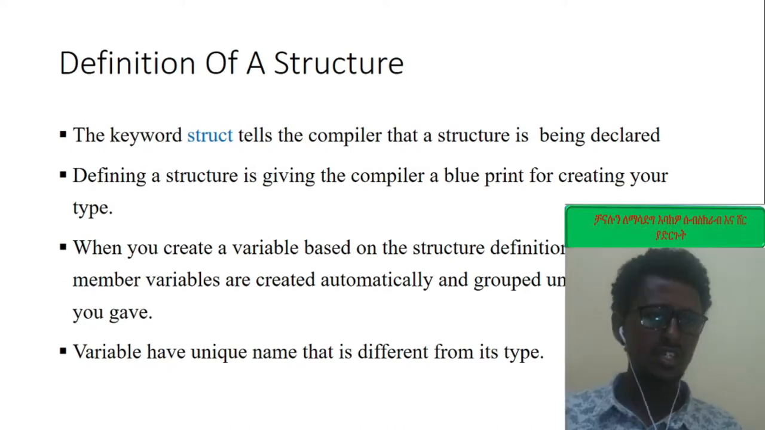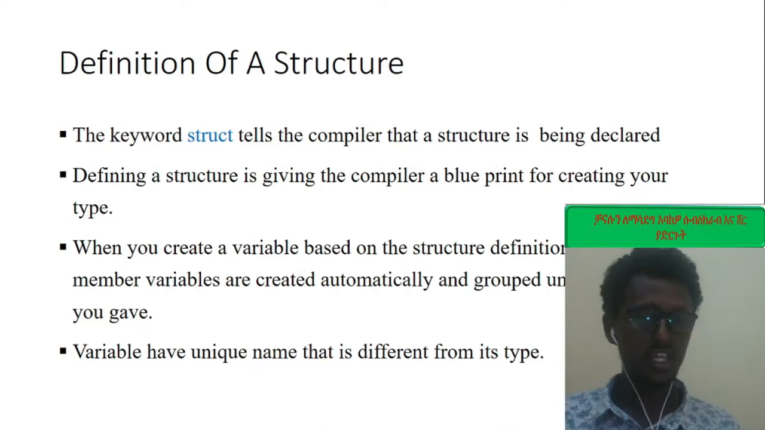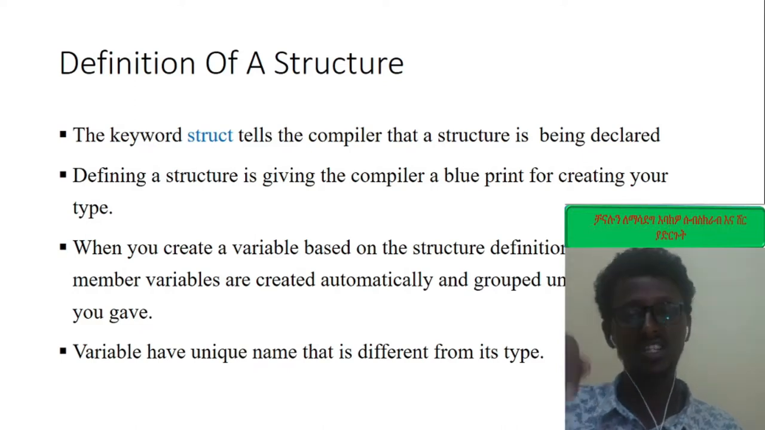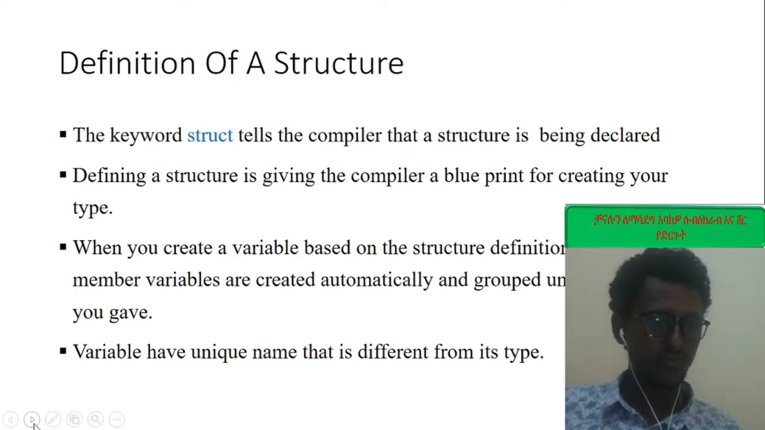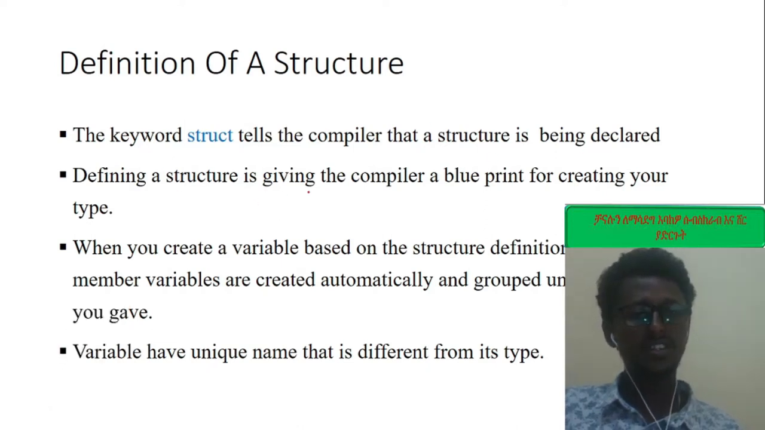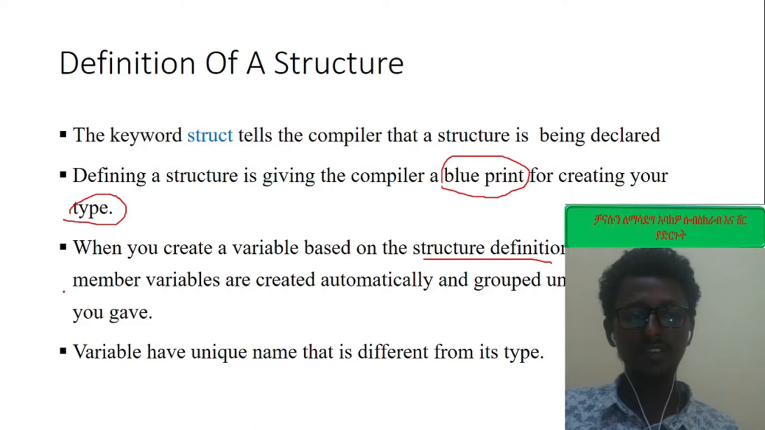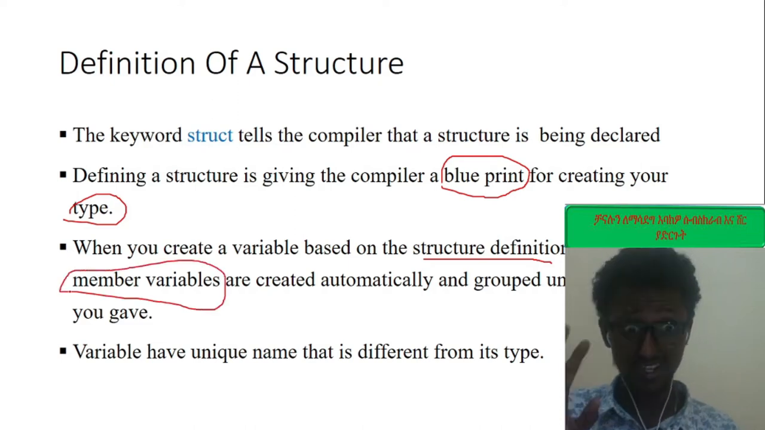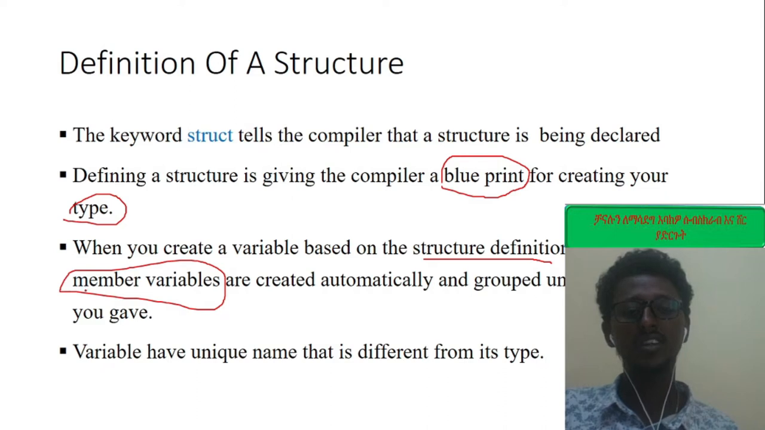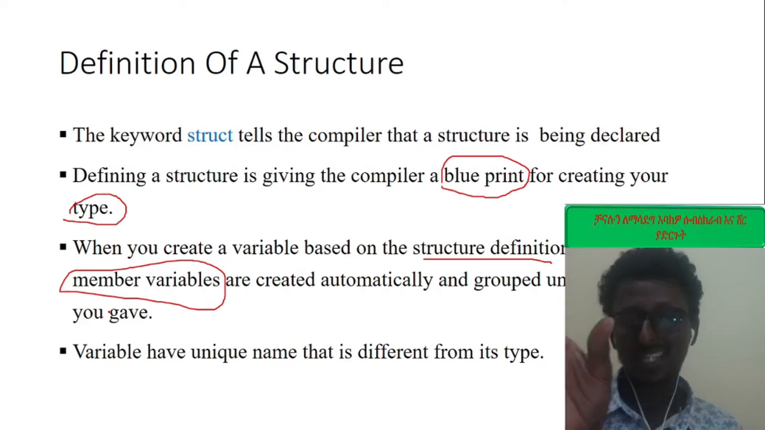Now, the definition of a structure. The keyword struct tells the compiler that a structure is being declared. Defining a structure is giving a command, a blueprint for creating your type. So when you create a variable based on the structure definition, all of the member variables or fields are created automatically and grouped under the same group that you created as a struct.